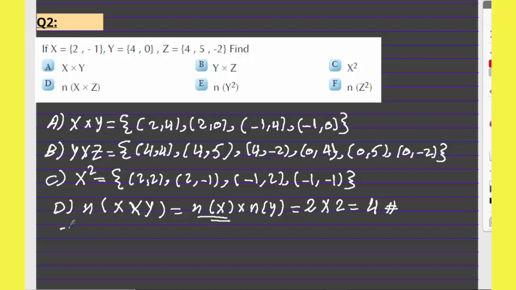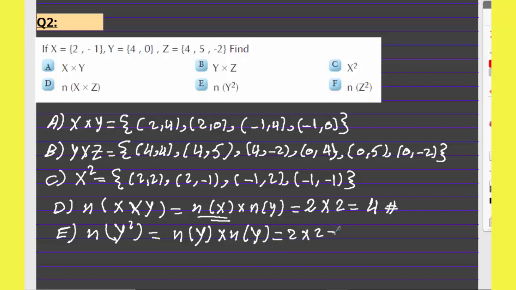N of y2, don't say y square. It is y2. N of y2 equals the number of elements of y, it means n of y multiply n of y. How many elements in y? It's 2. So we write 2 multiply 2 equals 4. Of course, you can write 4 directly.